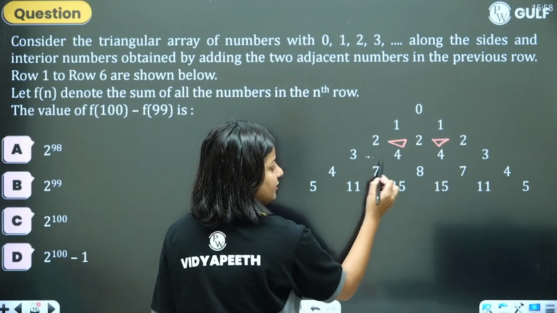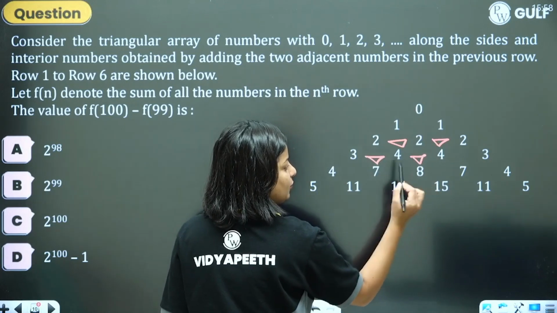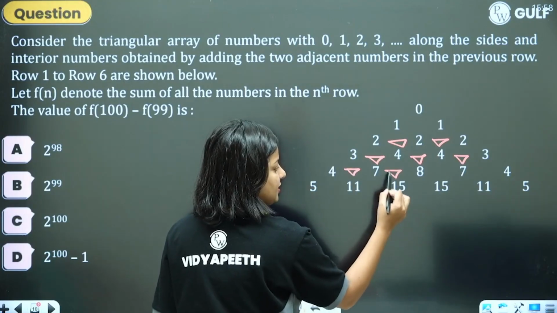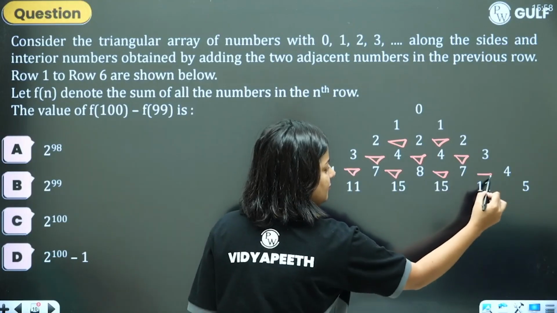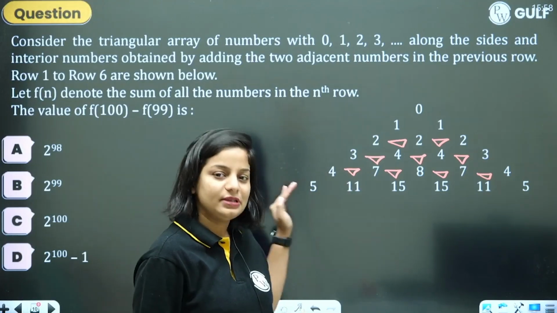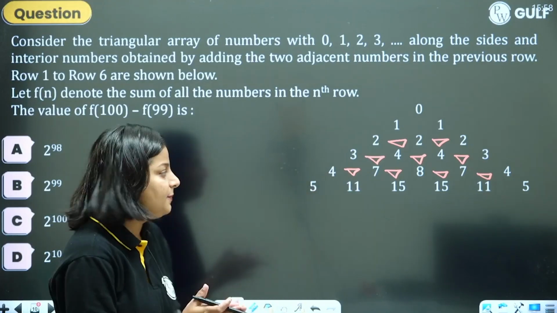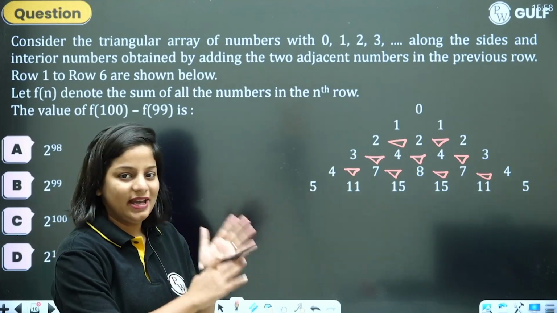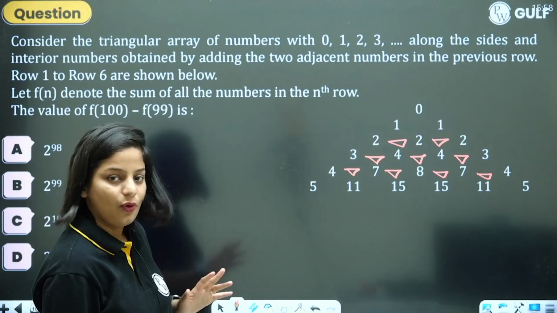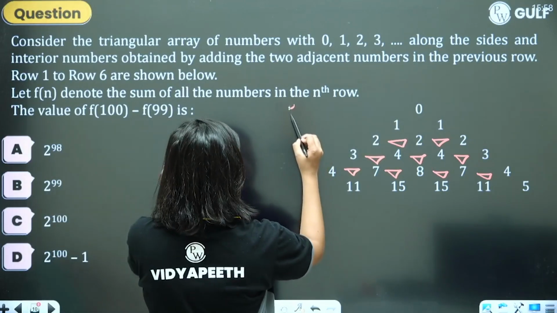How do I get 7? 3 plus 4, 7. 4 plus 4, 8. 4 plus 3, 7. 4 plus 7, 11. 7 plus 8, 15. 8 plus 7, 15. 7 plus 4, 11. In 11th standard, there is something similar, not same but similar, called Pascal's triangle. Anyway, we don't use any 11th standard concept, it's plain. So 1, 2, 3, 4, 5, and so on. This is your first line.